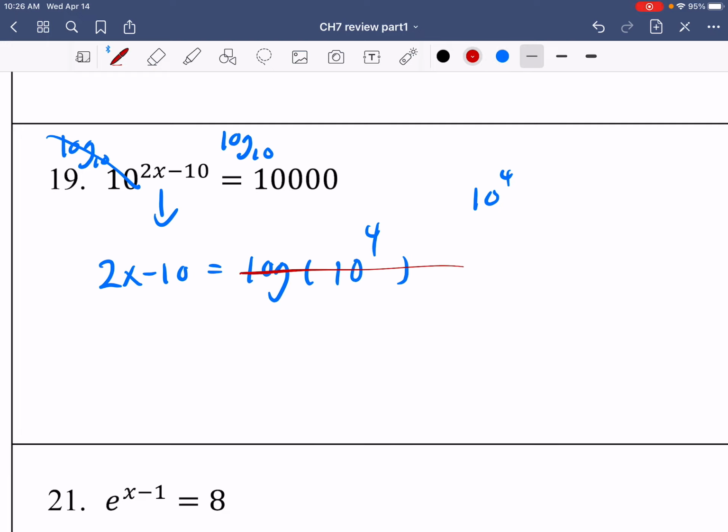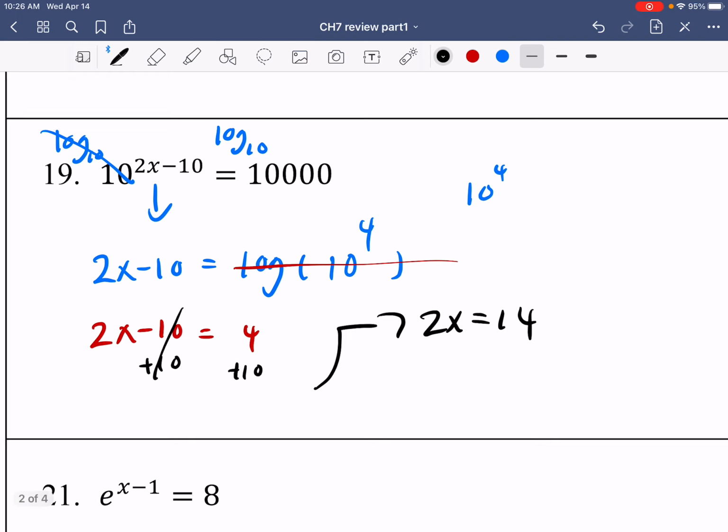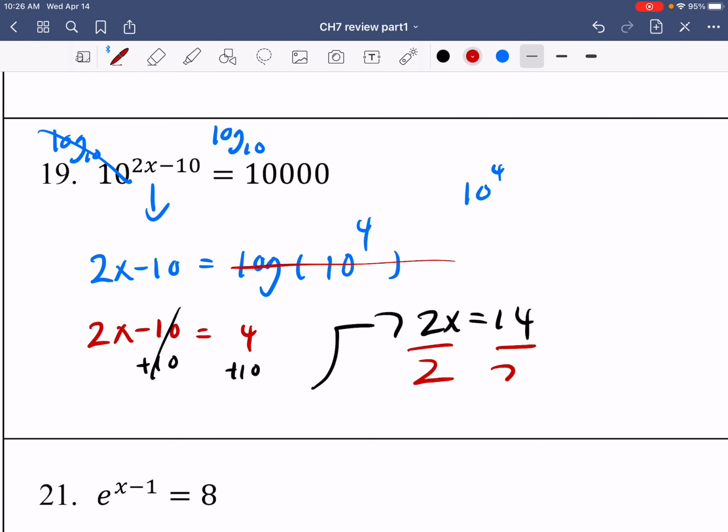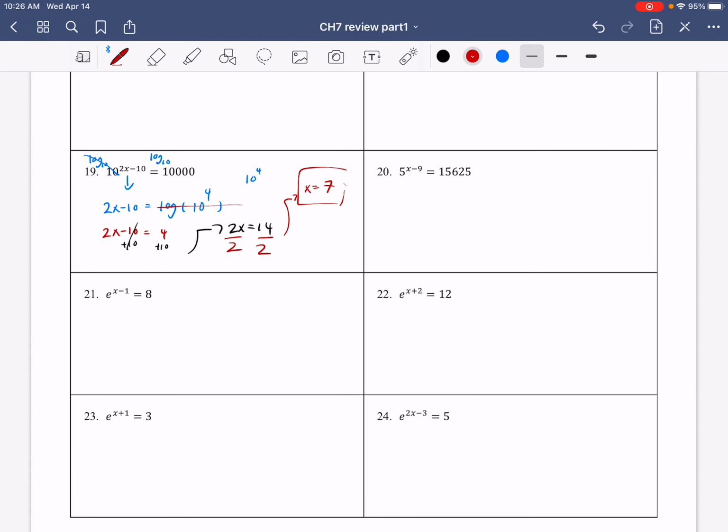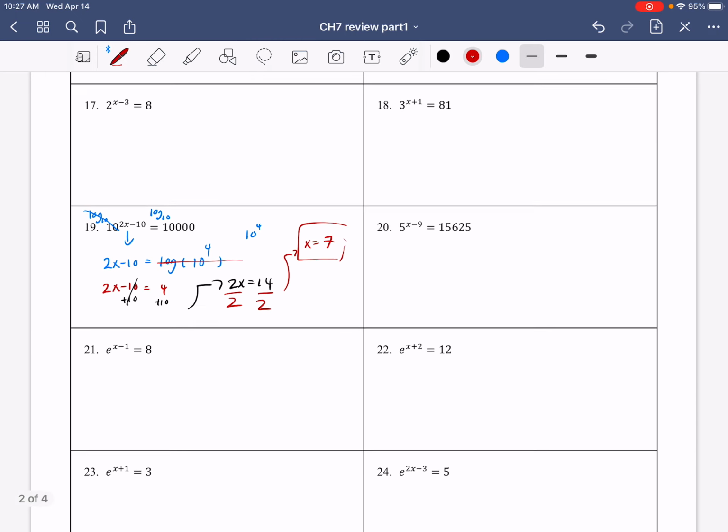And this one can disappear. So it's 2x minus 10 equals 4. Yeah, simple from now on. Add 10 both sides. You will get 2x equals 14. And if you divide by 2 both sides, you'll get x equals 7. Alright? But it's very simple.